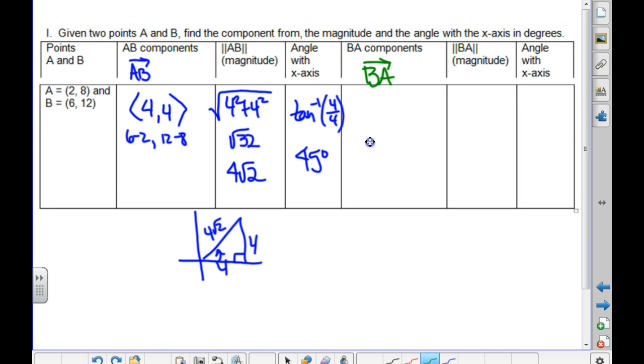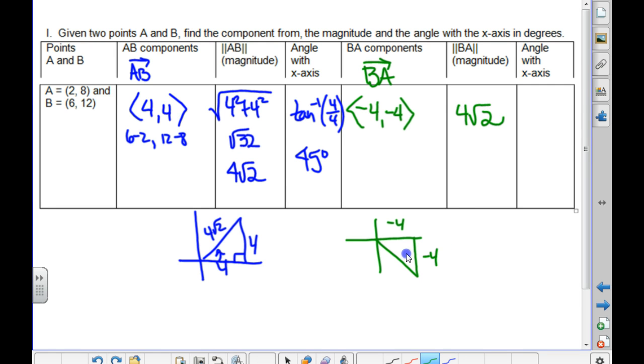B to A, what changes? It goes to -4, -4. Does the magnitude or length change? No. I said no and then you said but. Who doesn't have a but? All right. When you do inverse tangent of -4 over -4, what happens?